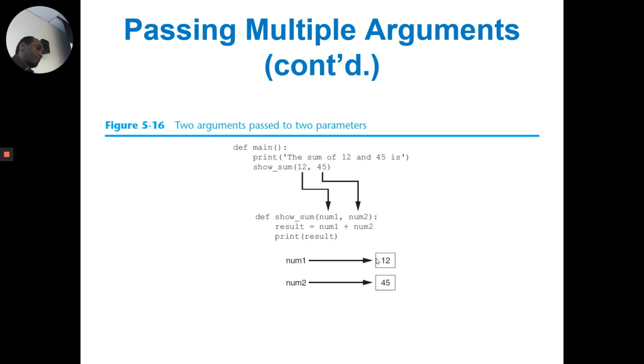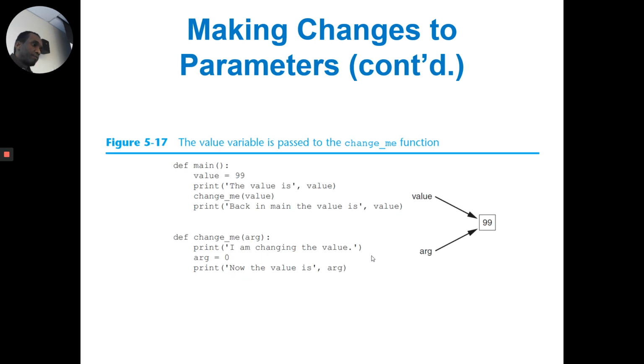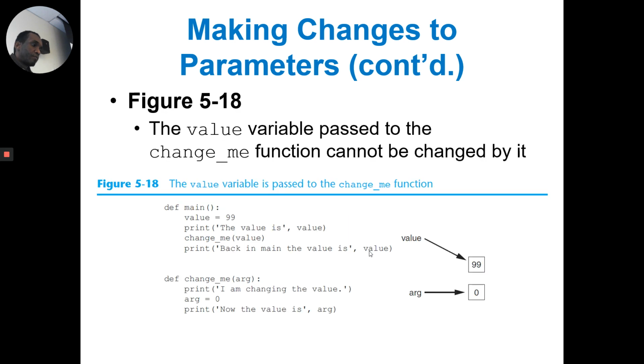Okay. Examples of those. Changes made to a parameter value within the function do not affect the argument, known as pass-by-value. So it provides a way for unidirectional communication between one function and another function. A calling function can communicate with a called function. So you have a value defined there, and then the value that's passed. The value variable passed to the change_me function cannot be changed by it. Okay, it cannot force it.